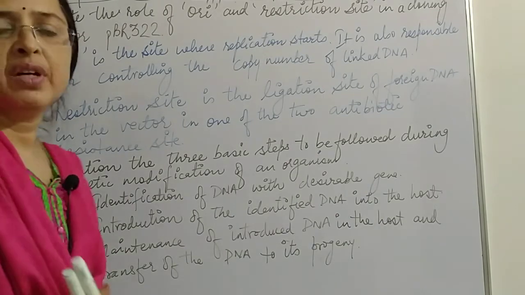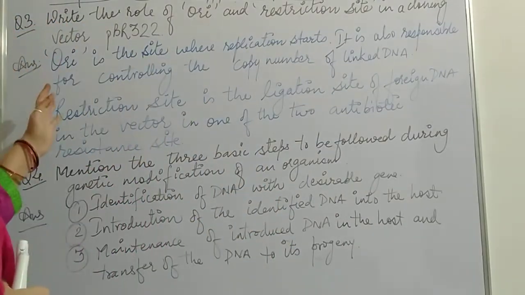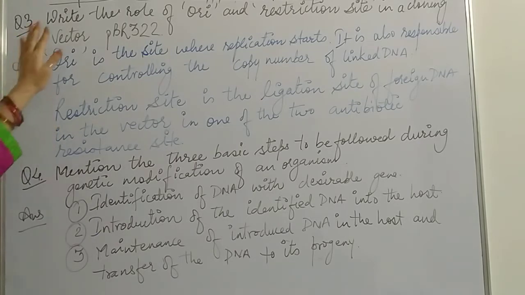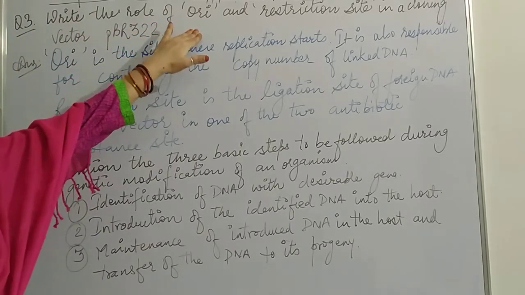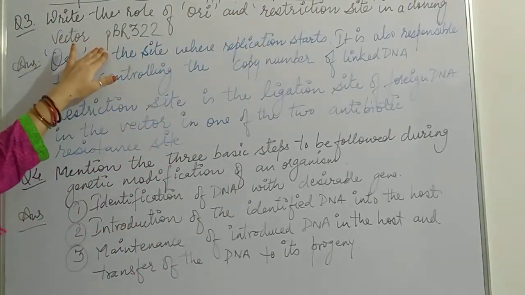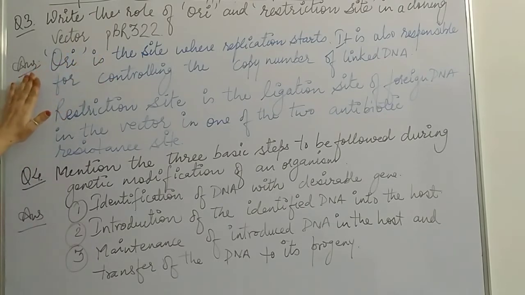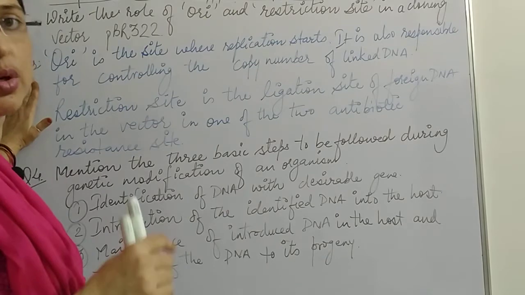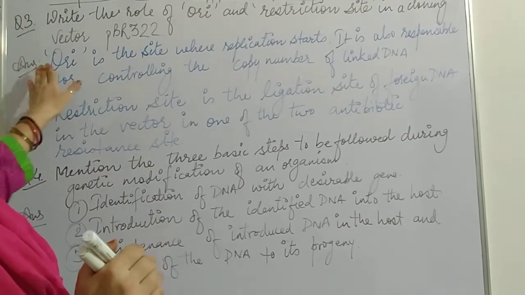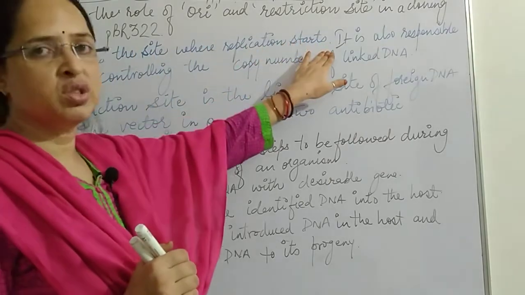Now students, again we look at another question. Write the role of ORI and restriction site in a cloning vector pBR322. So what is the role of ORI, that is the origin site, and restriction site in this vector pBR322? So what is the answer? ORI is the site of replication. ORI means origin of replication, where the replication begins. So we say that ORI is the site where replication starts.